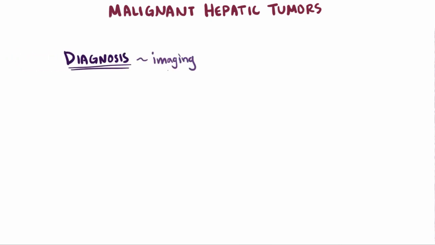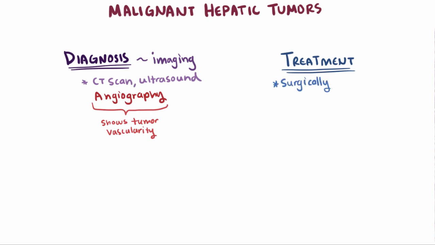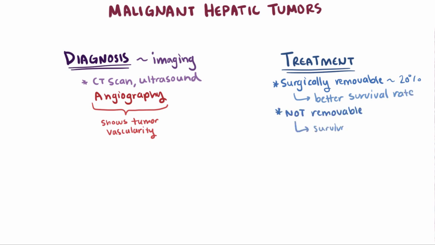Imaging procedures can be helpful in making a diagnosis, like CT scans, ultrasound, and particularly angiography, which can help show vascularity of the tumors. If the tumor is found and can be surgically removed, which is about 20% of cases, then the survival rate is improved by quite a bit. But if it's not able to be removed, then survival is much lower, and in the range of months to years. Typically, radiation and chemotherapy have not been shown to be super effective, but certain patients might be candidates for a liver transplant.